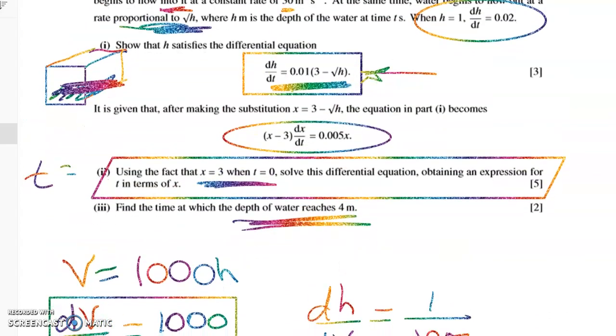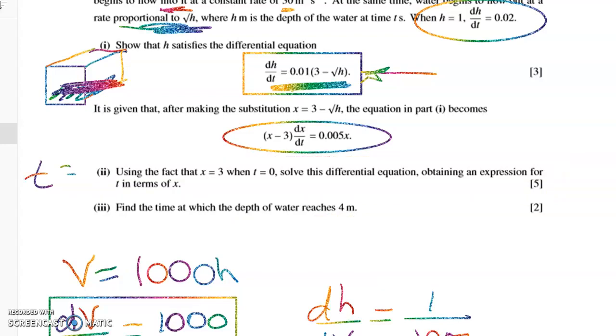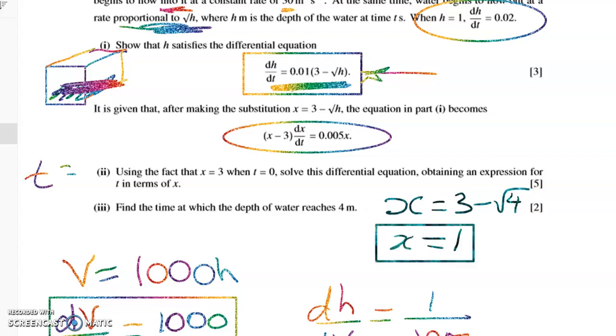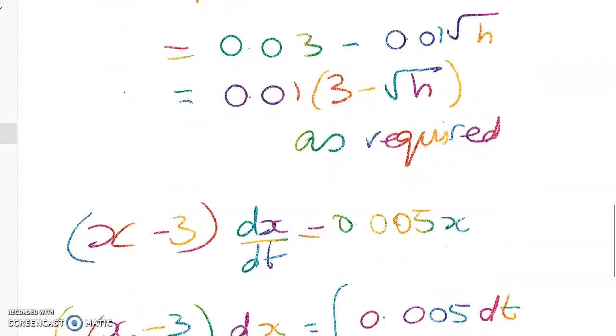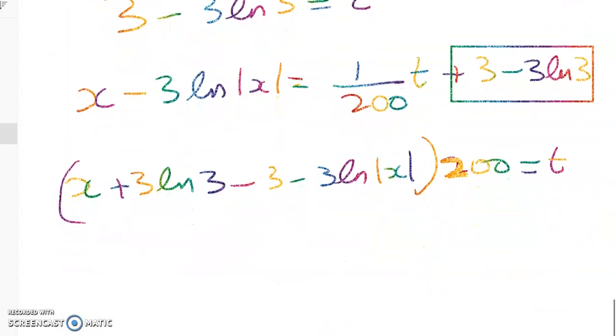Right, so we've got the expression for t in terms of x, so we've got 5 marks, which is nice. And now we have to figure out when the depth of the water will be 4 metres. So the depth of the water being 4 means h equals 4. So x is equal to 3 minus root 4. So we have to figure out what t is. So x is equal to 1. So it's a very nice, easy substitution. We don't even have to rearrange.